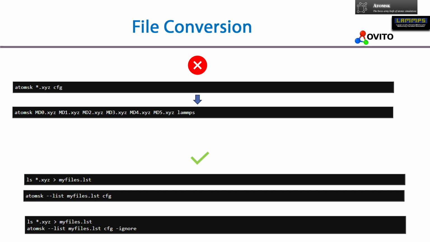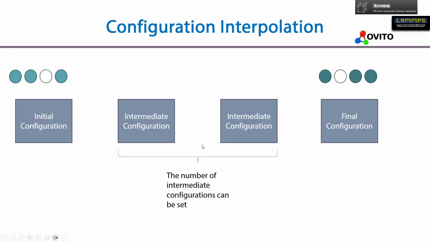Now, if you want to ignore some of the files which have already been converted, there is also an option. With atomsk, you call the list again, and at the end you use ignore. With this option, atomsk will automatically ignore all of the files that have already been converted.